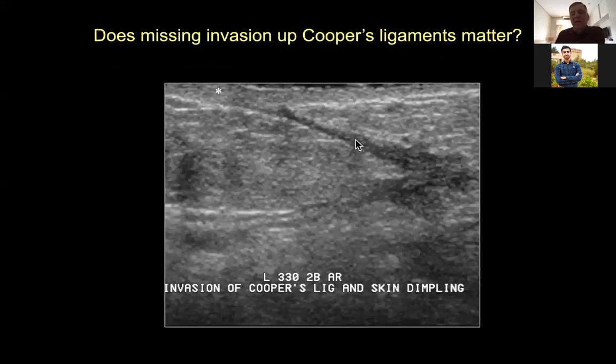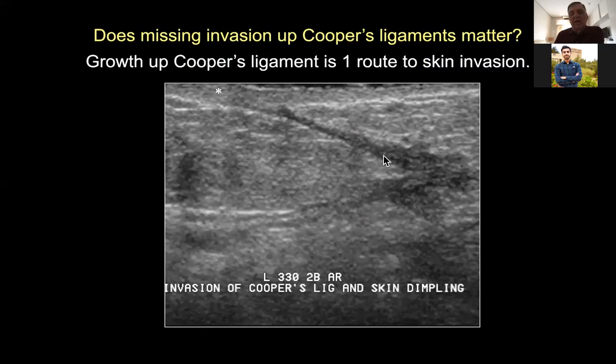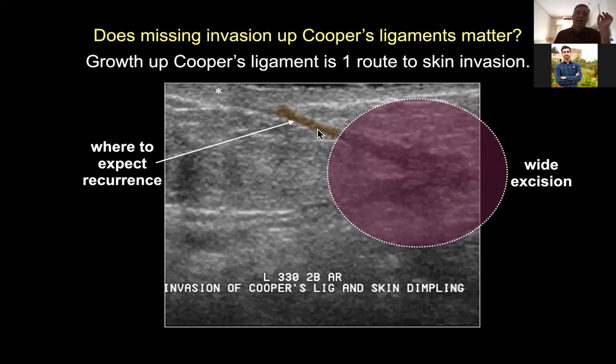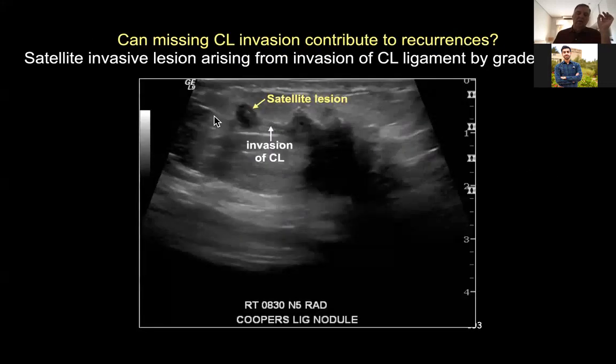And when you get a very long growth up Cooper's ligament that the surgeon doesn't know about, and the surgeon does a quote unquote wide excision, the surgeon may get a positive margin where that invaded Cooper's ligament lies. And then later on, we can get a recurrence within Cooper's ligament.